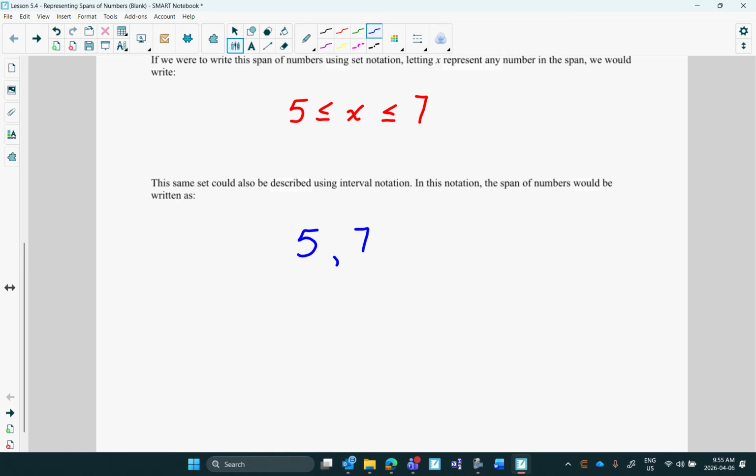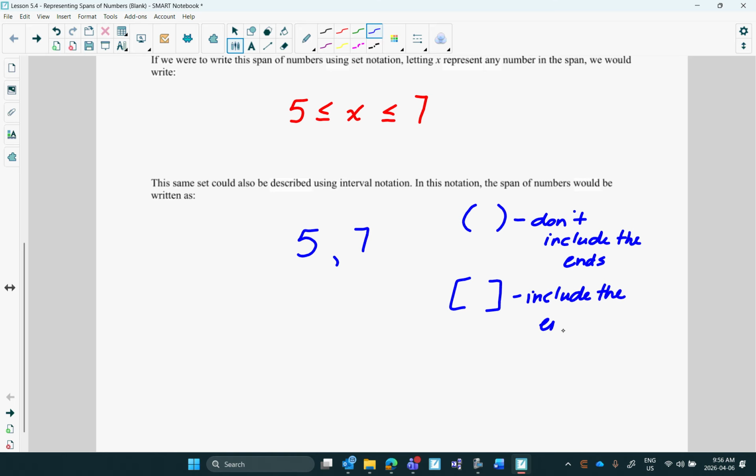Now, instead of using braces, I use parentheses or brackets. Parentheses means don't include the ends. Brackets means include the ends. So because I want to include the end numbers 5 and 7, I put a bracket around the 5 and a bracket around the 7. That's it. That's all it is.